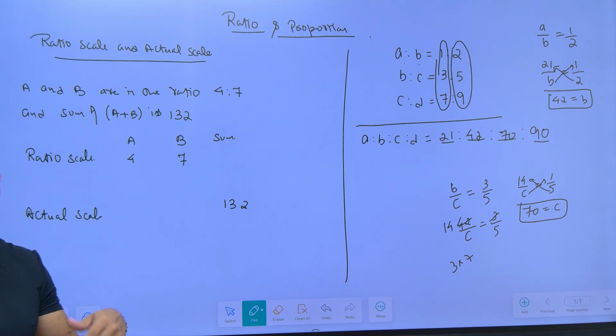11 into 12 is what? 132. This 12 is called multiplying factor. Multiplying factor.